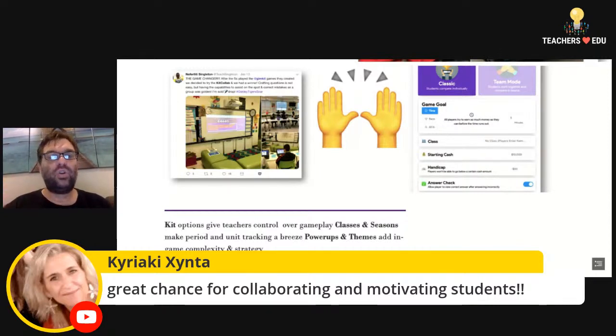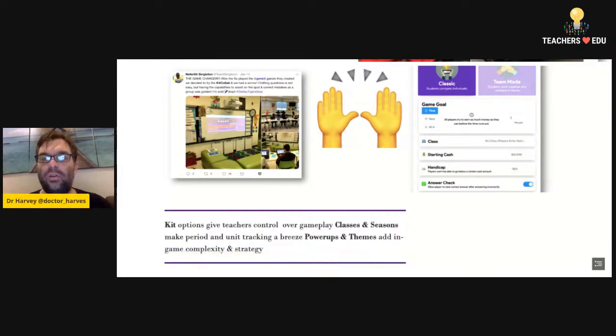The way you get to team mode is once you've set your kit up, then in the game goal, you can see there that you can also adjust the time on your kit. You can go classic, where the students compete against each other individually, but also you can go team mode, where, similar to Quizlet, the students are randomly assigned a team and have to work together to try and beat the other teams, and that develops collaboration.